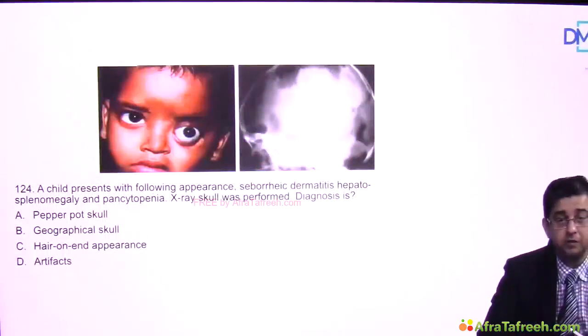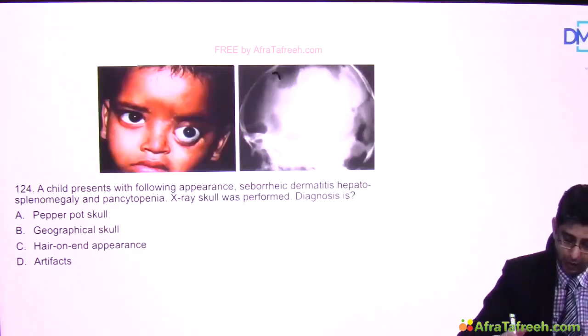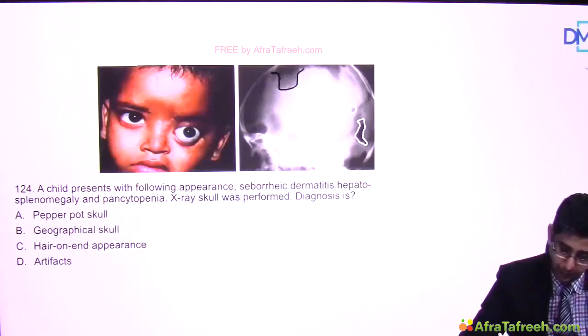A child presents with the following appearance: seborrheic dermatitis, hepatosplenomegaly, pancytopenia. Well, the initial presentation would make it sound like the child is having a blood cancer, but then if you look at the skull of the patient, you can see these huge craters which are formed here. These craters in the skull would be called a geographical skull.